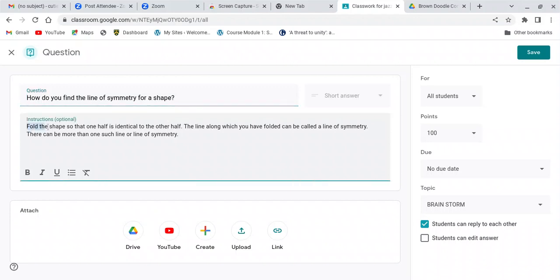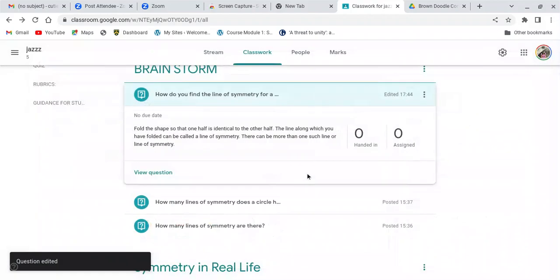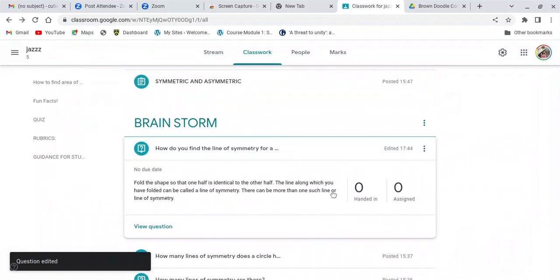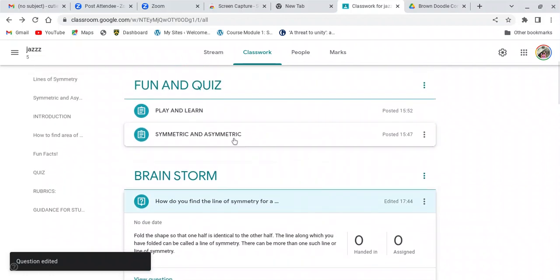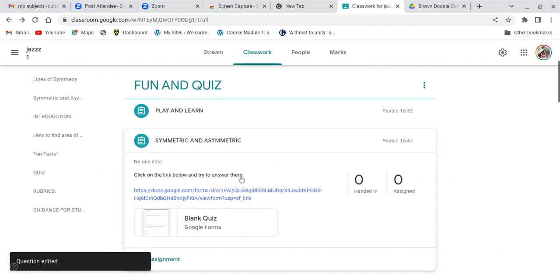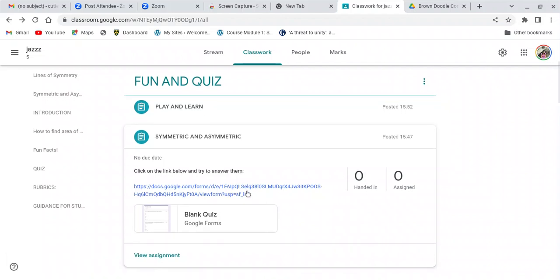The answer is to fold the shape so that one half is identical to the other half. The line along which you have folded can be called a line of symmetry. There can be more than one such line of symmetry. So this is just a brainstorming question, because I just want to be sure that they are learning something. Okay, then here I just provide a small Google form to them.